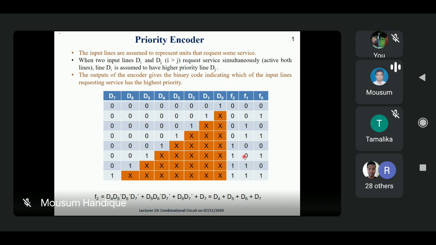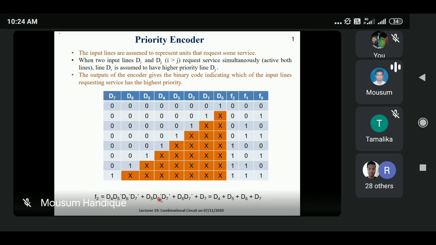Again, the next one is 1. So 1 means D5 is active, so I am writing it in the true form. And D6 and D7 are in the complement form. Complement form means 0, 0, in sum of products form. Other parts are don't care, that means they are lower priority than D5. This way we can write for this one also and this one also.